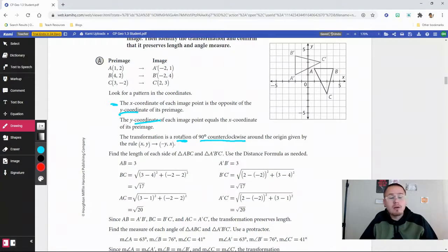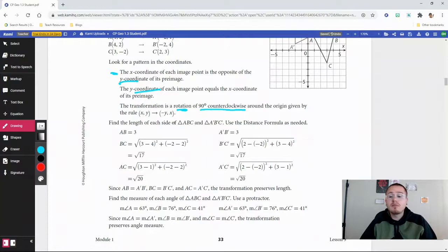The key part here, because we can claim and say, okay, it did this, it did that, but we have to prove it. So find the length of each side and use a distance formula to do that if you need it, especially if it's not on a horizontal or vertical axis. But if it's the same length, that means it preserved the length, which is a property of rigid motion. So they find the length of AB, AB prime, BC, BC prime, B prime C prime, and on, and they all check out, so we know it's the same shape.